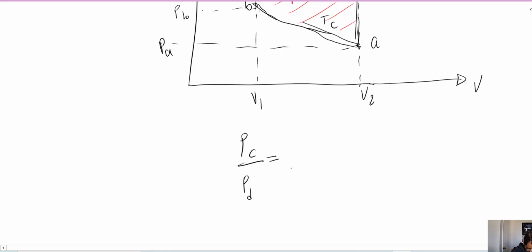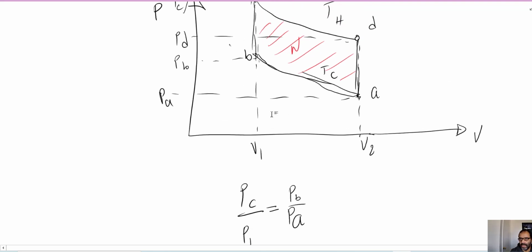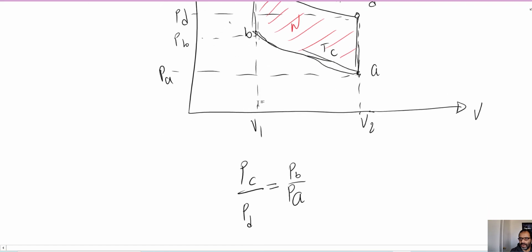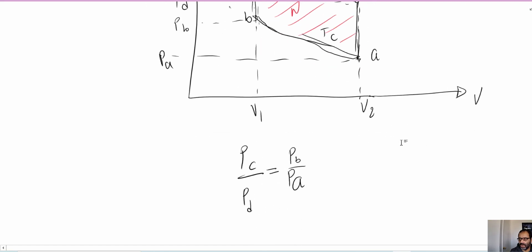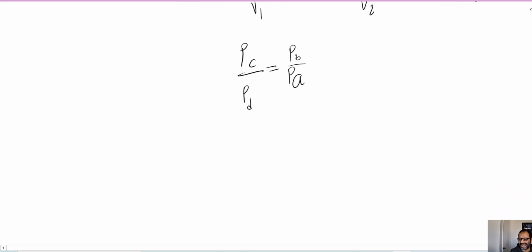is the same as PB over PA. So we're supposed to show the ratio of these two pressures. Okay, the ratio of PC over PD, this ratio over this ratio, is the same as that ratio over the other ratio. So this is the characteristic of your engine in this case. It's not that of the volume.